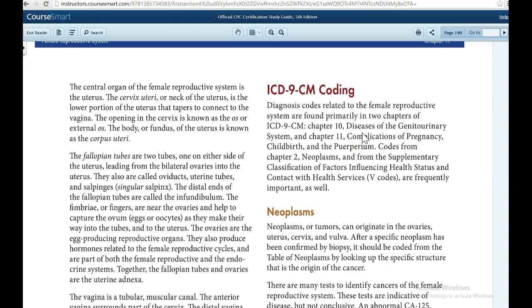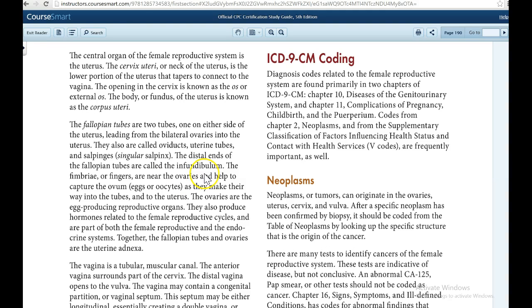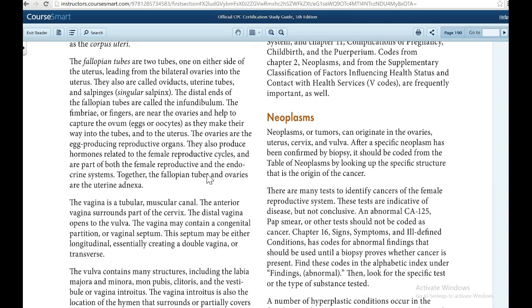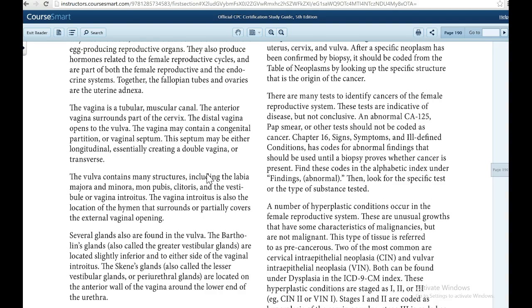And of course you have two fallopian tubes. The fallopian tubes are, remember, the salpinx or salpingo- in medical terminology. Eggs of the ovaries are the oocytes. So make sure you remember those terminologies, you all. The vaginal tubulomuscular canal, that's the vagina. The vagina surrounds part of the cervix. So make sure you know what that is.